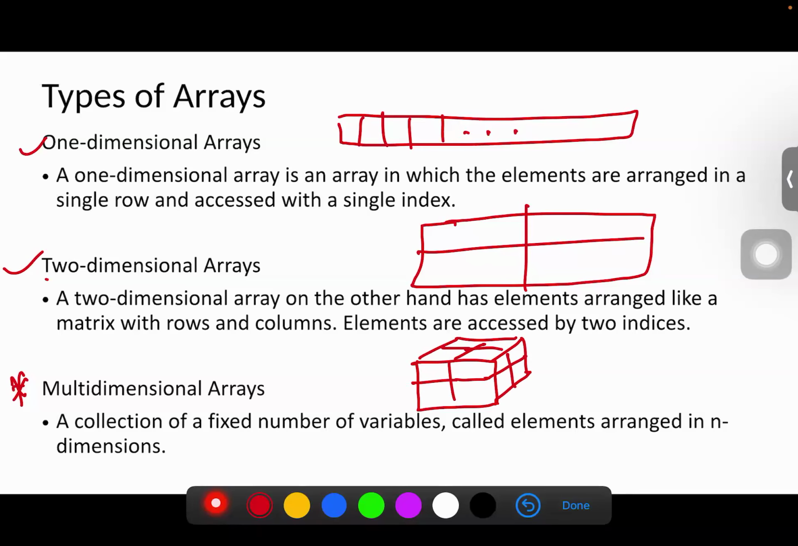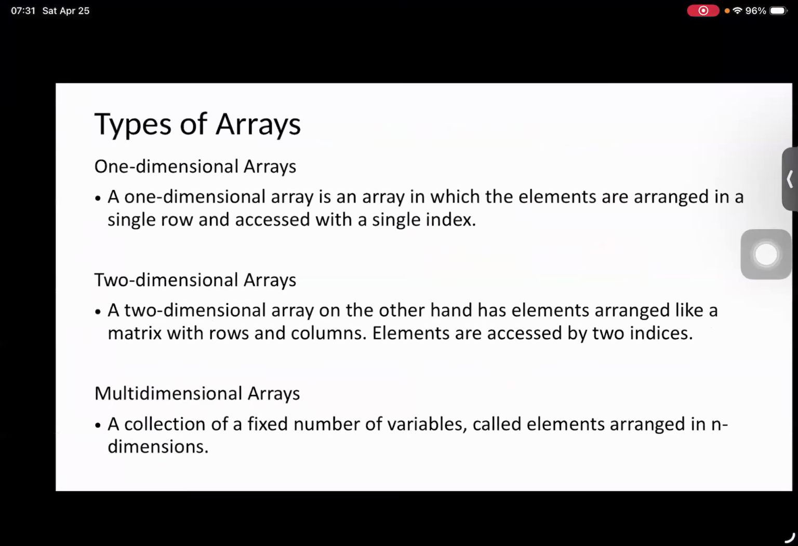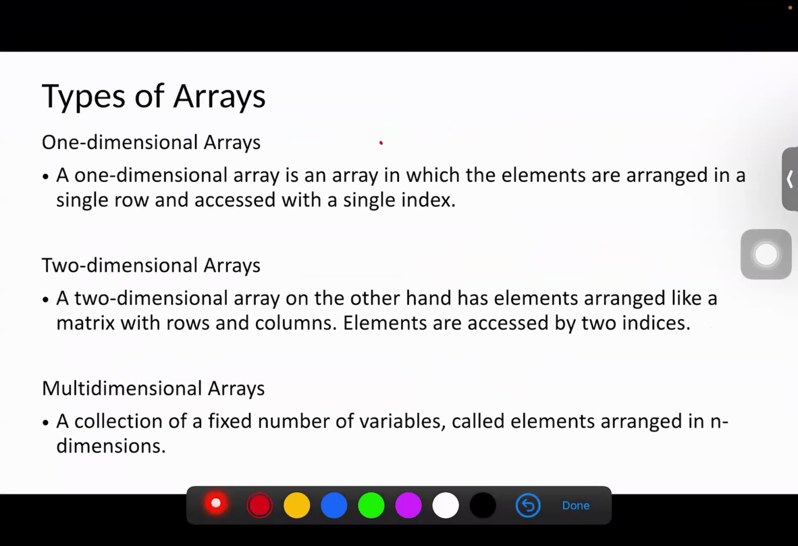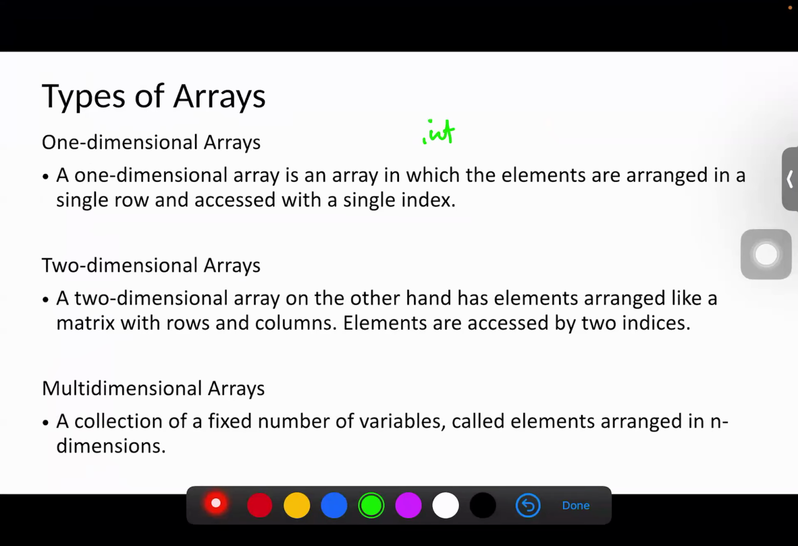Here we need an example of a 1-dimensional array. An example would be if we create an integer array called price, and then we give just 1 dimension. So you can see only 1 value, so it's 1-dimensional.